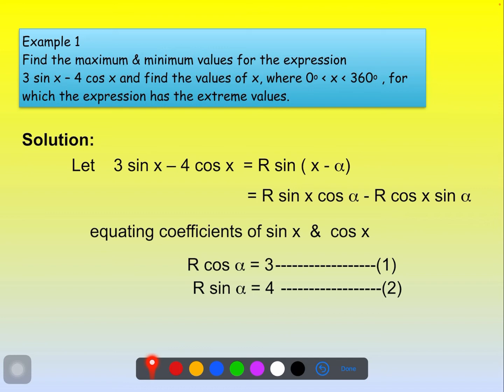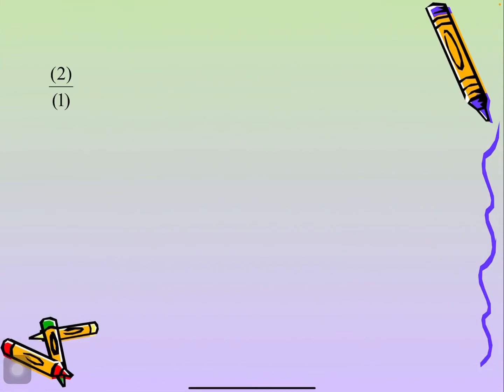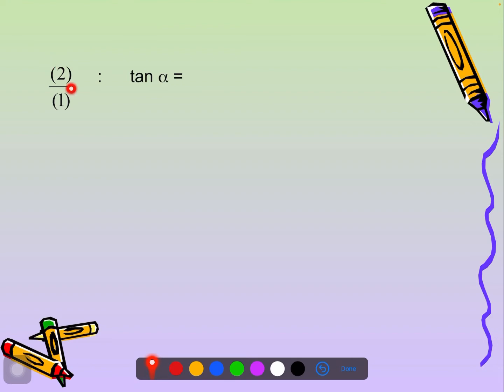Now we have equation number 1 and equation number 2. As usual, we find the values of r and alpha, and then we will have one single function. We square equation 1 and equation 2 and add them: r square equals 9 plus 16 equals 25, so r is 5. We select the positive value. The next step is to find the acute angle, so we divide equation 2 by equation 1. We have tangent alpha equals 4 over 3, so alpha is tangent inverse of 4 over 3, which is 53.13 degrees, the acute angle.